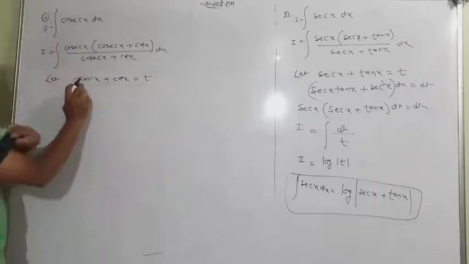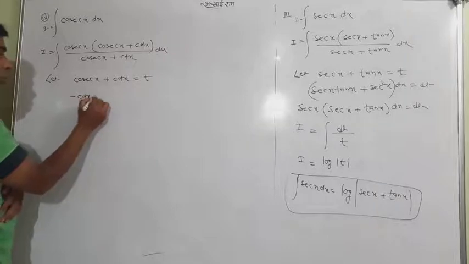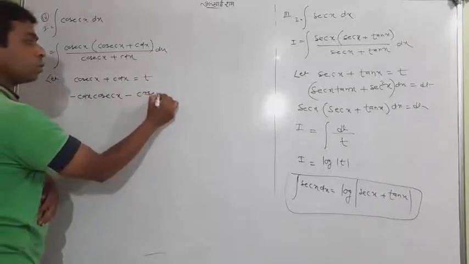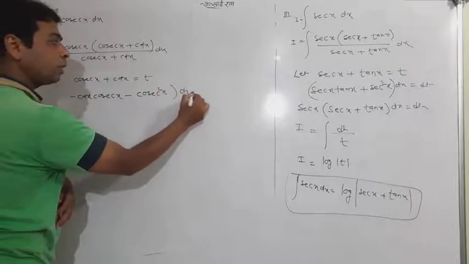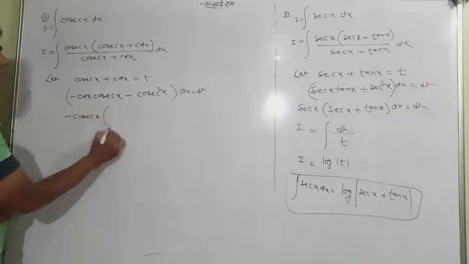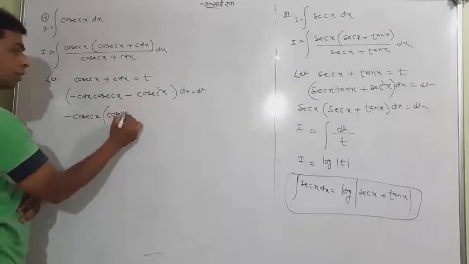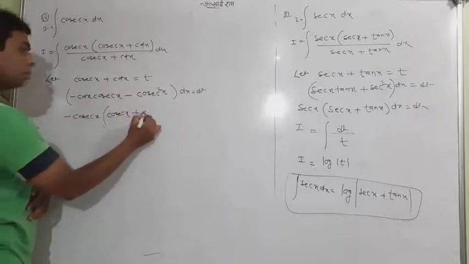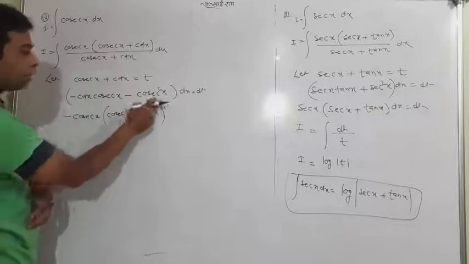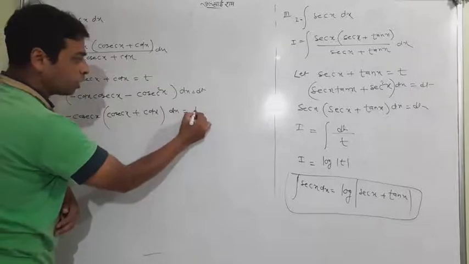Now what will come? Cosec x has differentiation minus cot x cosec x. Cot x has a differentiation minus cosec square x, into dx equal to dt. Take out common minus cosec x. The remaining is cosec x plus cot x. You understand that minus has been taken out so that it is a plus sign. The remaining things, first I wrote this and then second this, equal to dt.